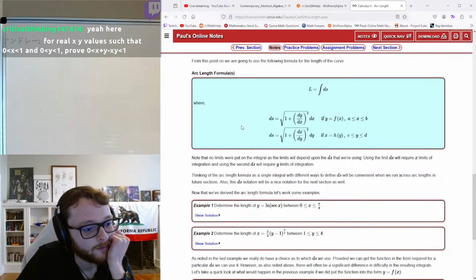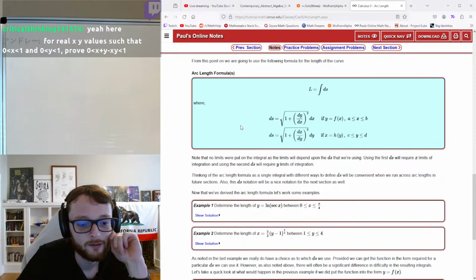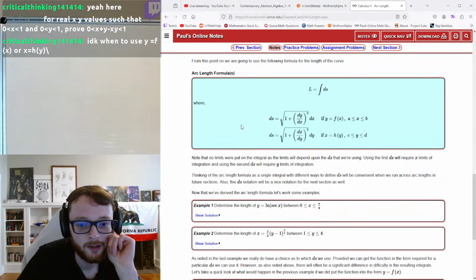For real x, y values 0 less than x is 0 less than y is 1. X plus y minus, really? Okay. So critical thinking.